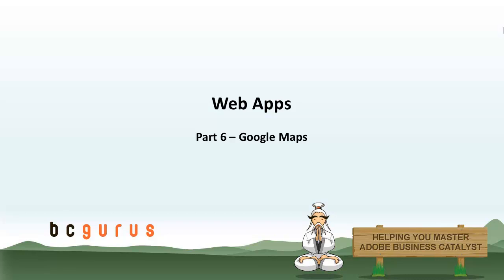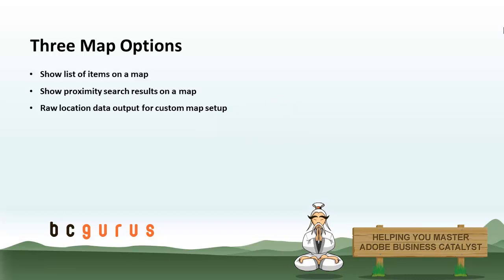This video is going to cover the Google Maps integration that comes with BC that will allow you to work with maps and web app items. And when it comes to this, there's basically three options you have for working with mapping data. And the first one is just you can show a list of your items on a map.